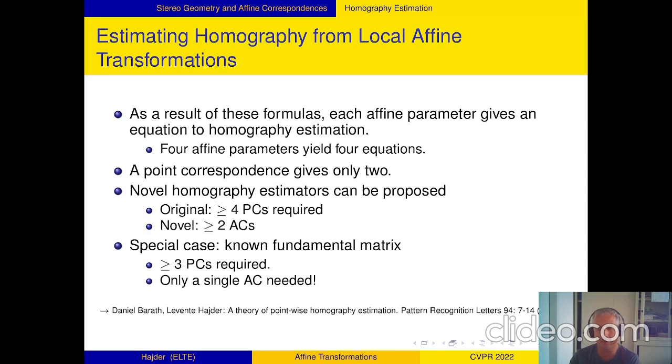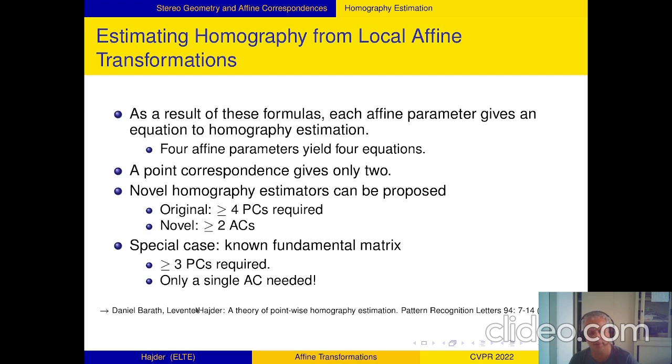So each correspondence gives 6 equations, and as the degrees of freedom in the homography are 8, only 2 affine correspondences are required, contrary to the point correspondence based case when at least 4 corresponding point locations are required. So this is the novelty, that only 2 affine correspondences are required for the homography estimation. And there is a special case as well, and we published this result in the journal paper.